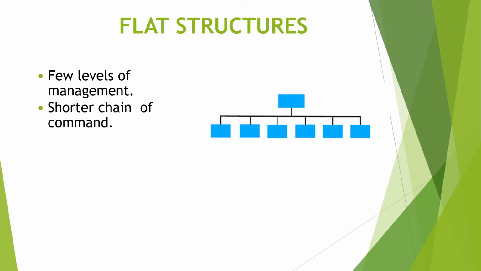The result of that is a shorter chain of command. The number of members of staff that information and decisions have to go through are way less than they would be in the taller structure, which means that decision making can be a lot quicker. However, managers will have this thing called a wider span of control, which means they're in charge of a lot more staff.